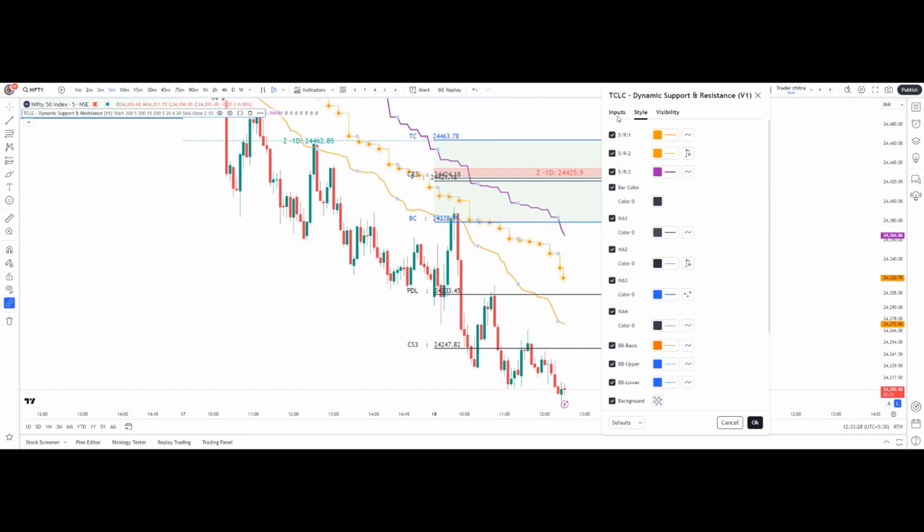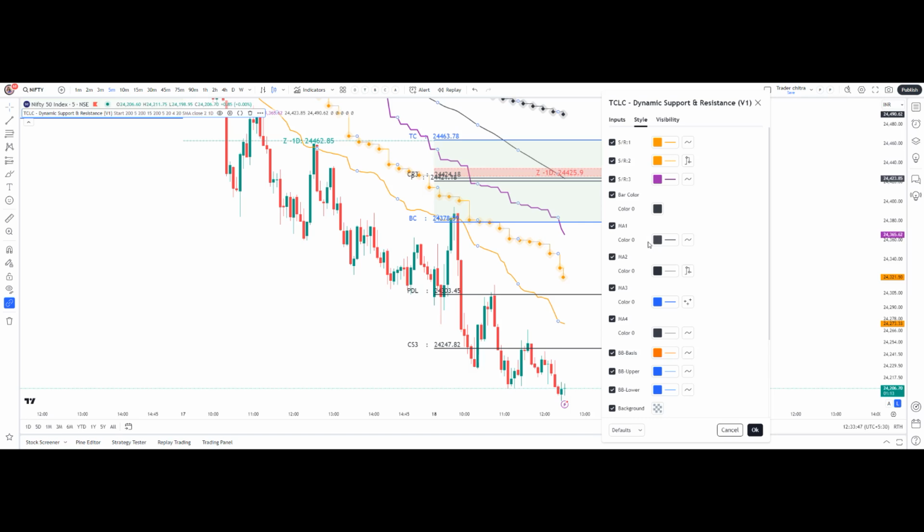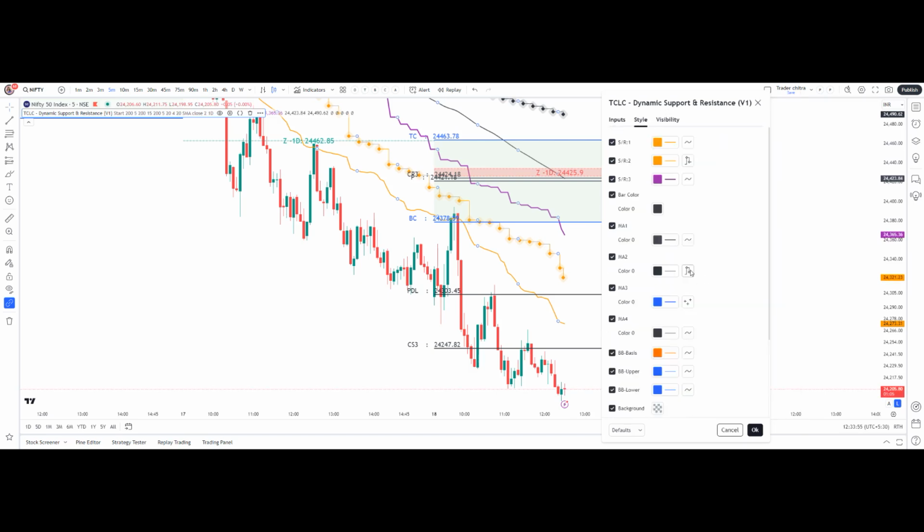Once you come to the input, we can see show moving average. Here we can keep the 200 EMA in 5 minutes. The TF is called time frame. So we can keep the 5 minutes 200 EMA and the 15 minutes 200 EMA. Once you come to the style, the 5 minutes 200 EMA is a line and the 15 minutes 200 EMA, that is moving average 2 here, I have kept diamond in shape.